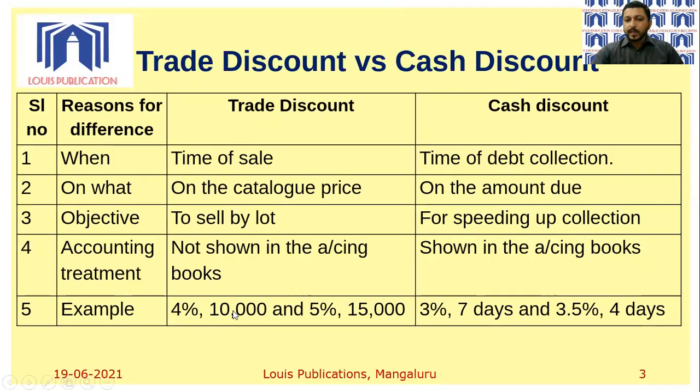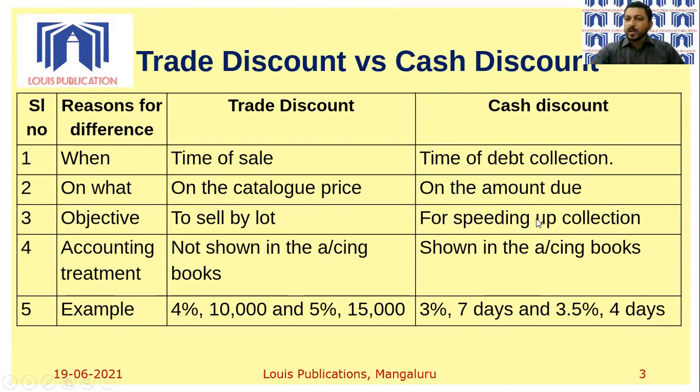See, 4% 10,000 and 5% 15,000. What does this mean? If the customer purchases 10,000 rupees worth of goods, he will be given a discount of 4%. And if the customer is purchasing 15,000 worth of goods, he will be given a discount of 5%. So the objective is very, very clear, and that is to sell more. As the customer is buying more, he avails the benefit of a higher rate of trade discount. So to sell more is the objective of trade discount.